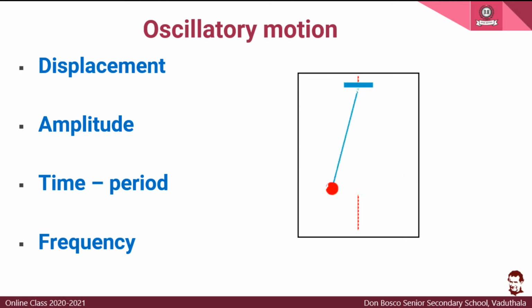All these things you have studied, no? Frequency also. What is frequency? Number of vibrations in 1 second is called frequency. So, about oscillatory motion, all these you have studied, right? Now, there is another category. See the next picture.